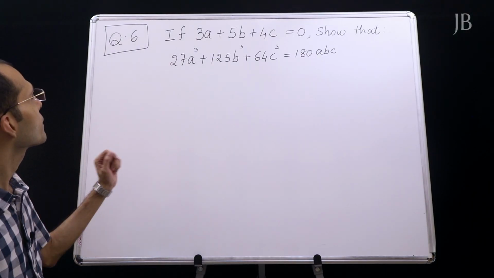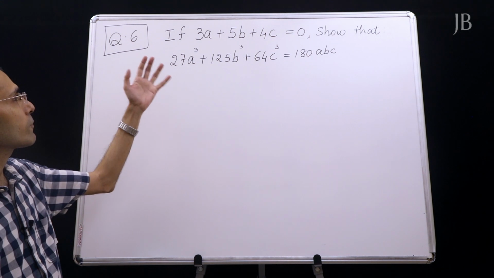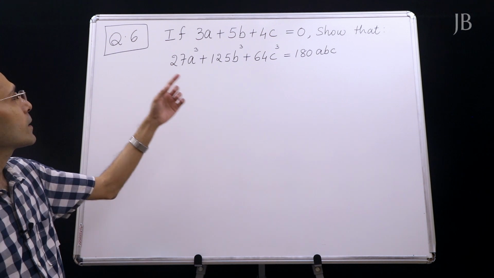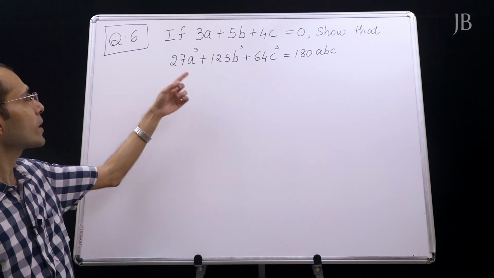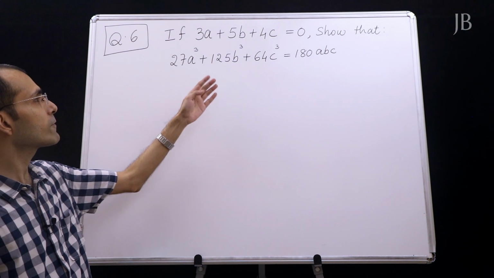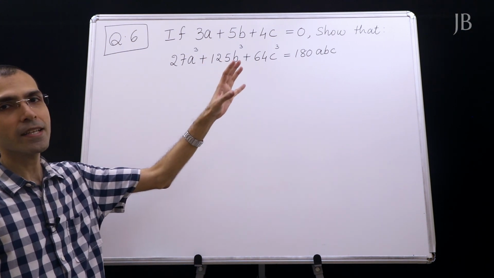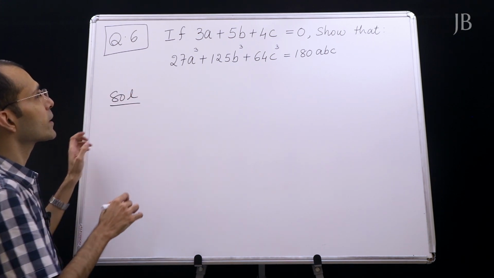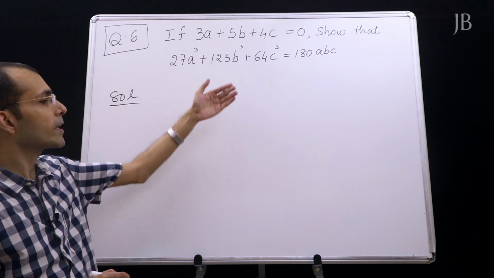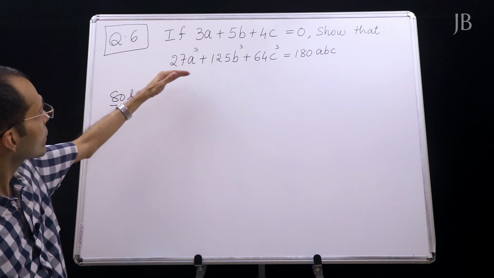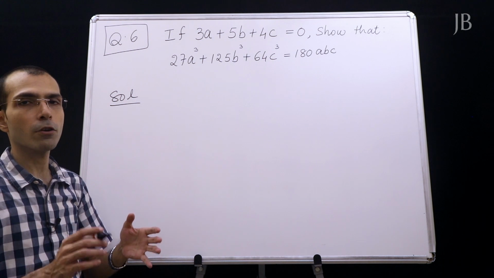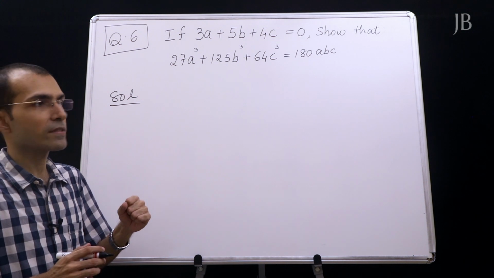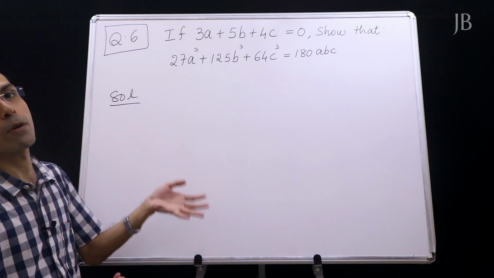Question 6. If 3a plus 5b plus 4c equaling 0, show that 27a cube plus 125b cube plus 64c cube is 180 ABC. Okay, a different kind of a sum. Now see, here a trinomial is given, 3a plus 5b plus 4c, and they want cubes also. Now we do not have any formula for a plus b plus c the whole cube. I mean, we are not aware of it. That is too advanced for standard 9th. So then how to go about it?